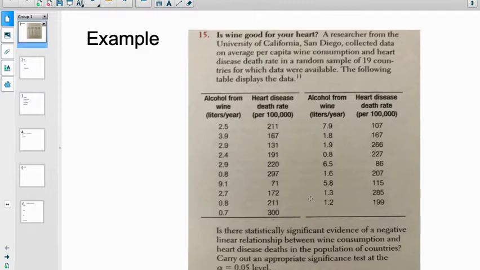And the question is: is there statistically significant evidence of a negative linear relationship between wine consumption and heart disease deaths in the population of countries? So we're looking to see if drinking wine reduces heart disease. And the significance level is going to be 0.05.